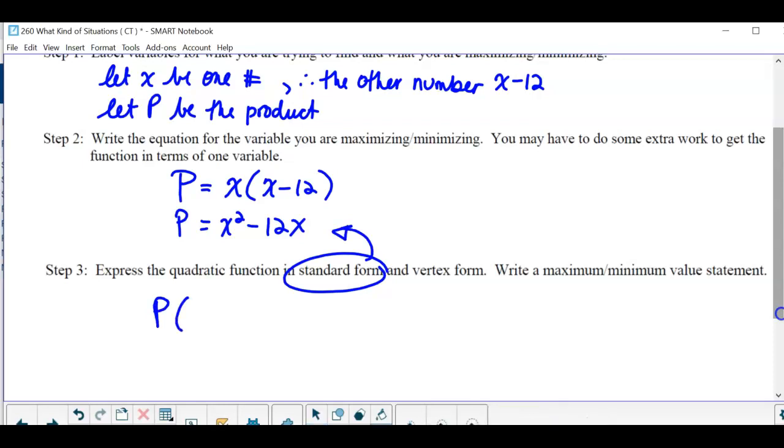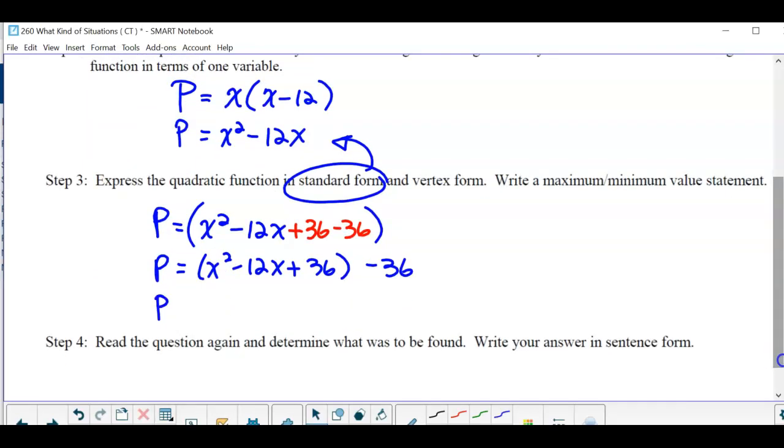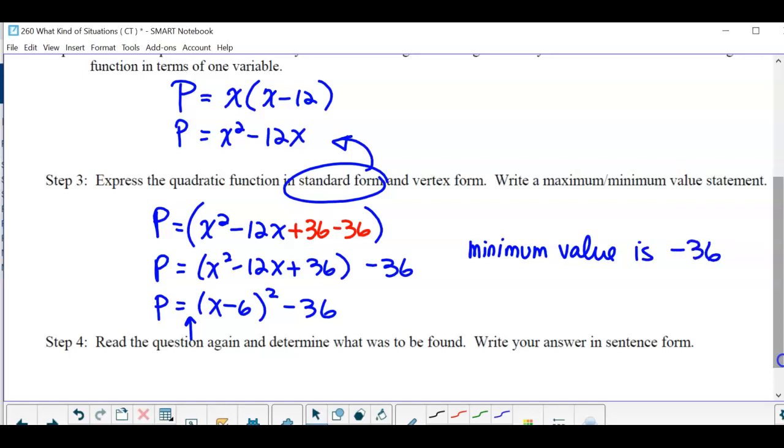Vertex form, we want to factor anything out. There's nothing to factor. No constant term, so really we're going to take half of negative 12, which is 6, square it, add and subtract. Okay, and then factor that, X minus 6 squared minus 36. So write a max minimum value statement. So here, this is opening up, so the minimum value, and that's a way to confirm, did you maybe do something wrong? Because it asked for the product to be a minimum, and this is a parabola that's opening up, so you know its minimum value is negative 36, okay?